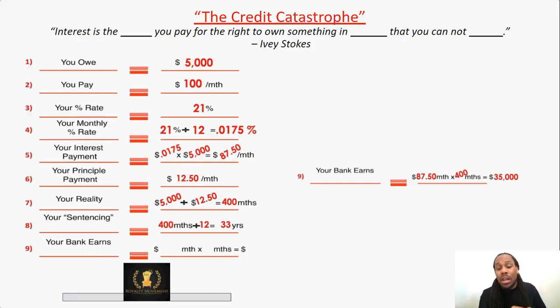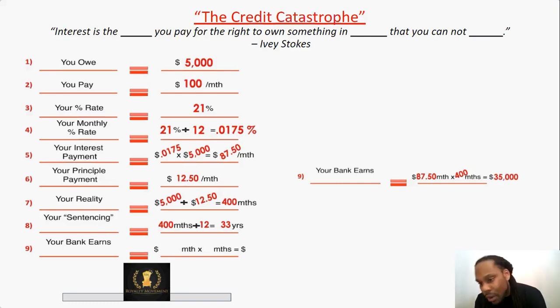So this is what the bank earns, and this ought to make you mad right here. And if this makes you mad, put it in the comments like, yeah, that pissed me off. I'm going to go pay my credit card off now, because this is what you've got to understand. You want to get rid of that consumer debt as soon as possible on your journey to being wealthy and having cash flow and debt elimination, whatever your ultimate goal is. But the bank earns $87.50 every time you pay it. So that's $87.50 a month times 400 months, which is that 33 years.